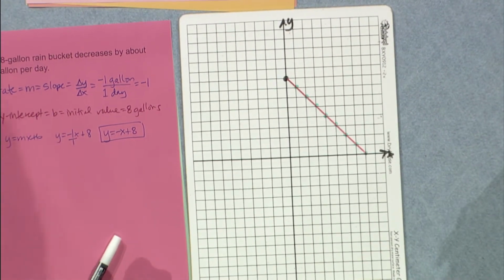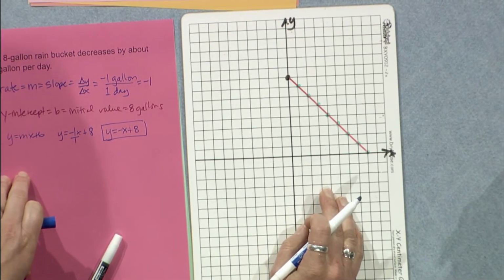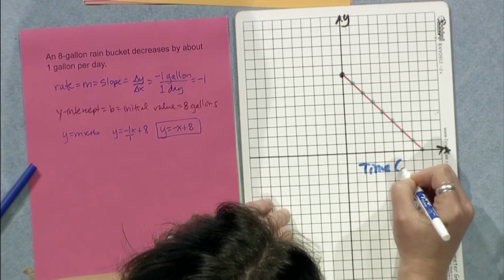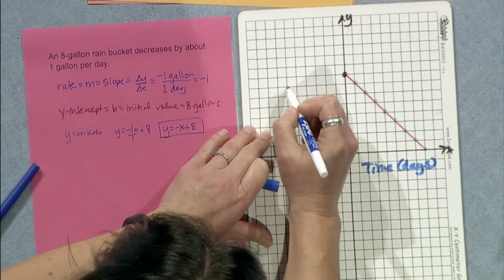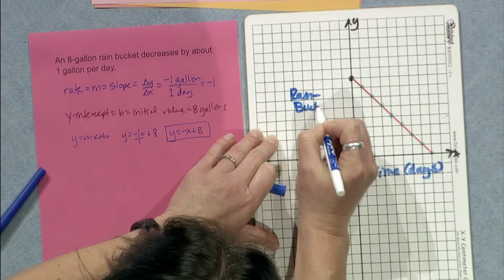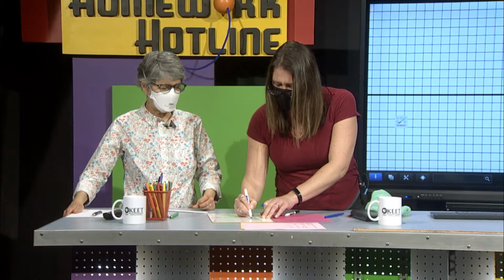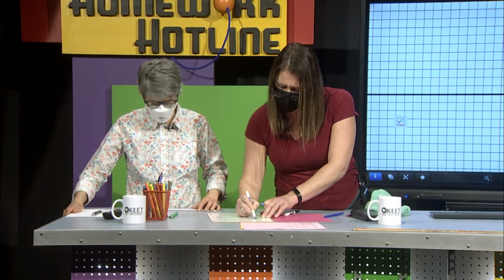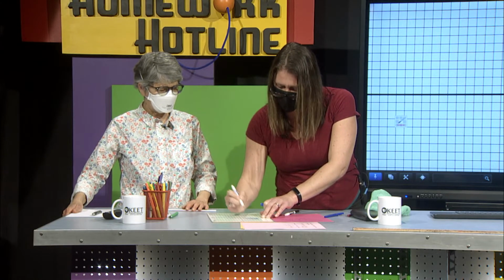So what's the X independently? This is time, and it's in days. Independently, time and days are always passing. And dependently is amount of rain. Rain bucket level. Yes, level, and I think we're doing gallons. Or I guess it's not level. Volume? Maybe? Yes, volume. Good job. We'll do volume. I mean, they might have lines on it, like gallon, 2 gallon. So it might be level, but it's really volume.